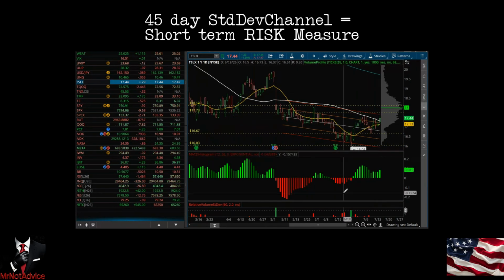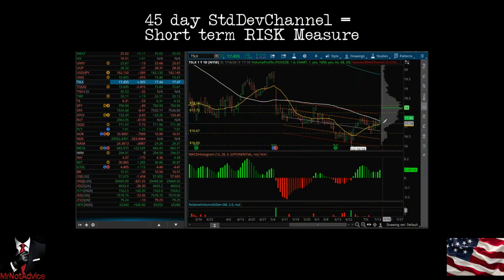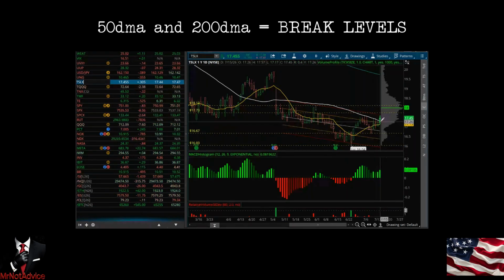Before I go to these to review, the 50 and the 200 to me are merely break levels. I will not enter a trade if I'm less than 3% away from either of these two moving averages. And again, I'm only using those because I know these are the moving averages that the majority of market participants use.